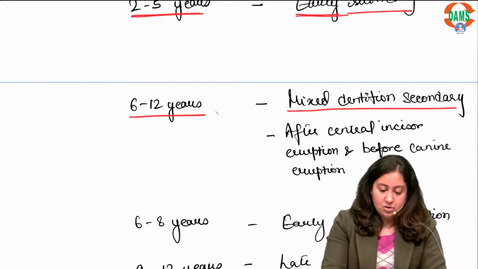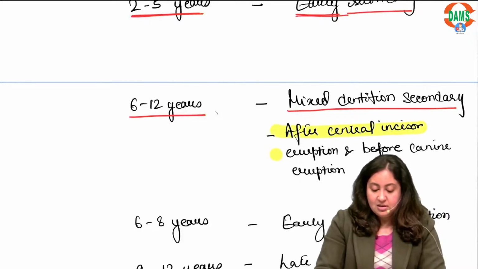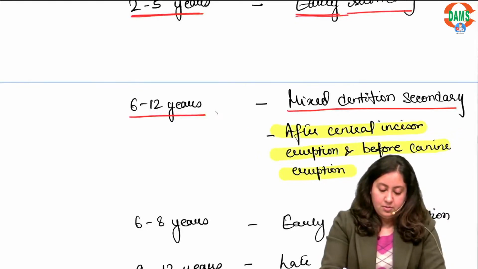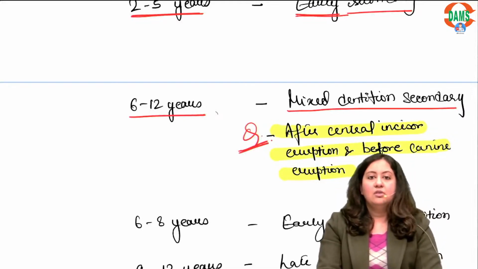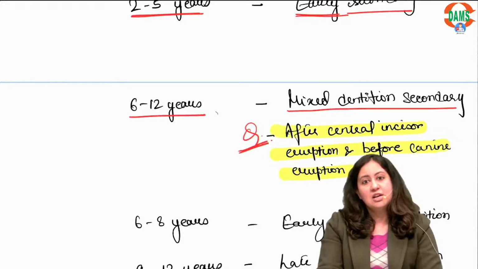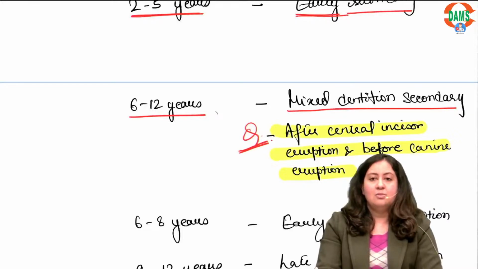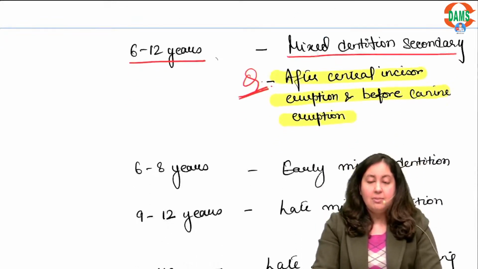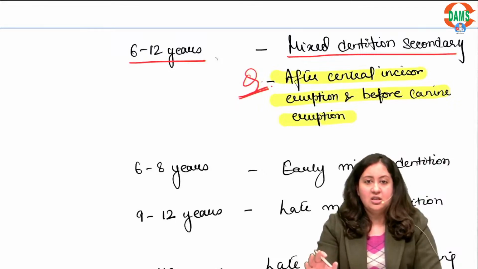Now this is important. After central incisor eruption and before canine eruption. There are so many questions after central incisor. The correct answer is, the best time for secondary alveolar bone grafting is between 6 to 12 years, that is after central incisor eruption and before canine eruption. Why before canine eruption? Because by that time we will have sufficient bony strength to accommodate the canine, to help it erupt, maintain its stability, and accommodate its longer roots.